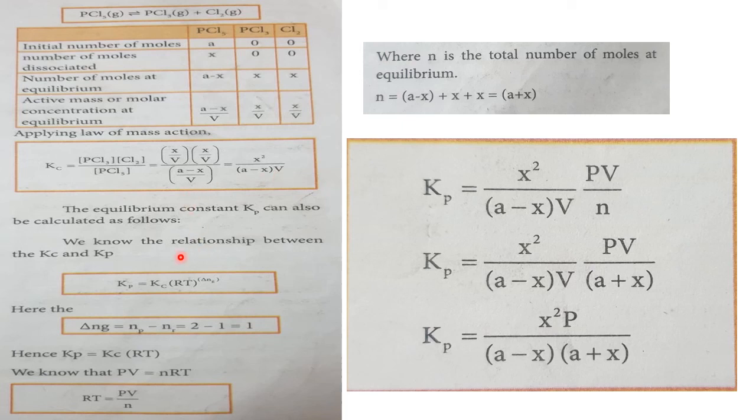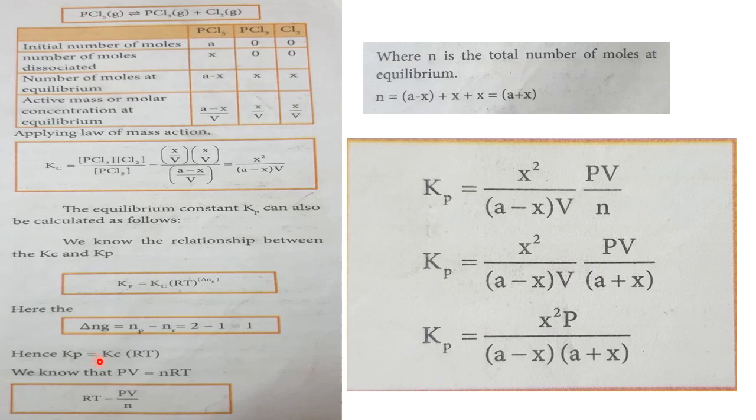Already we know the relation between Kp and Kc. Kp is equal to Kc into RT to the power delta Ng. Let us calculate the delta Ng value for this equation. Delta Ng is the number of moles of products minus the number of moles of reactants, Np minus Nr. Np is 1 plus 1, which is 2, and 2 minus 1 is 1. So delta Ng is positive, and Kp is equal to Kc into RT.